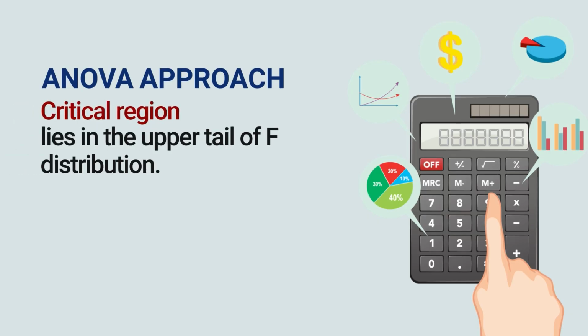The critical region lies in the upper tail of the F distribution. The F distribution is again a positively skewed distribution, and it depends upon the degrees of freedom for the numerator and the denominator of the F ratio.